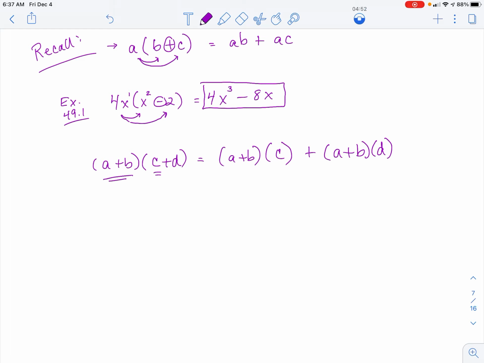So we're taking this term and multiplying it with every term in the second set of parentheses. So you end up with AC plus BC plus AD plus BD. Okay, now why does this work, you might ask?